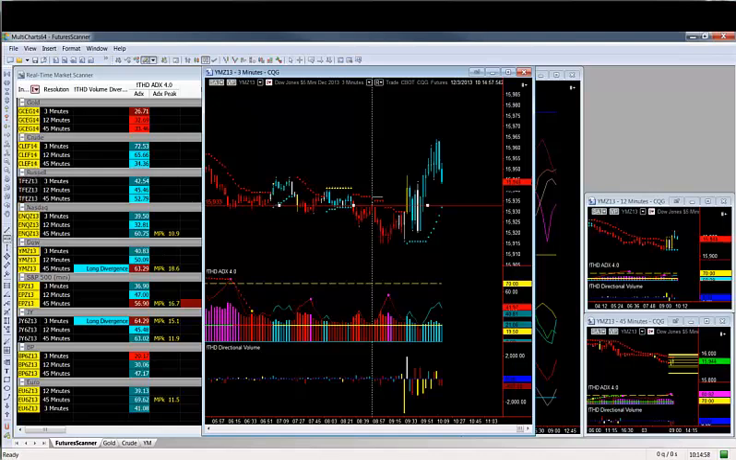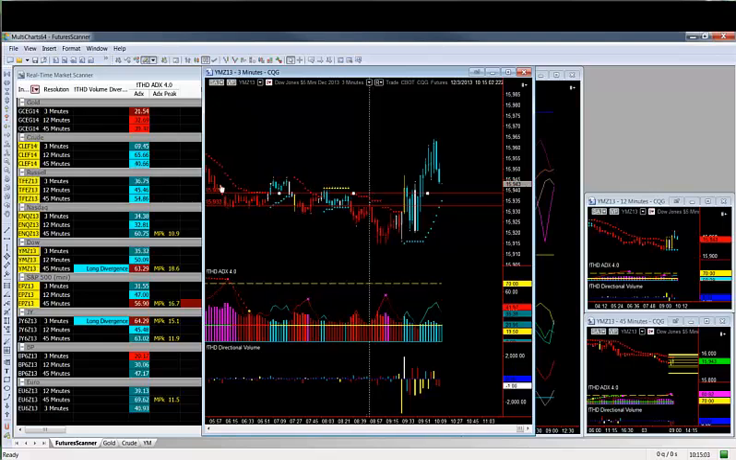You offset your ATR, which is here. We're going to offset it just a few ticks. So that's giving you a 6-tick risk, right?